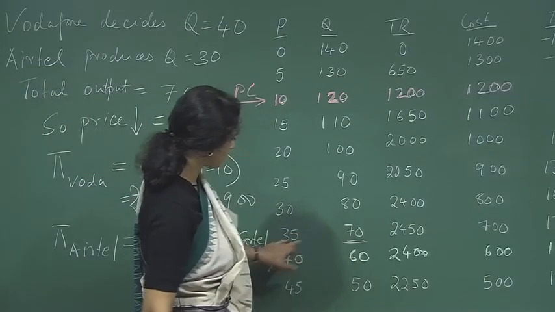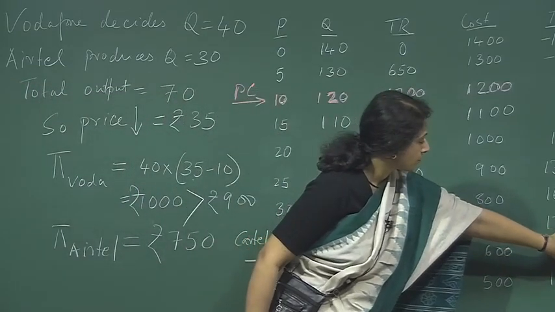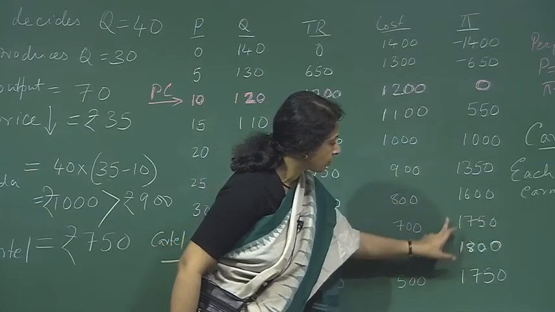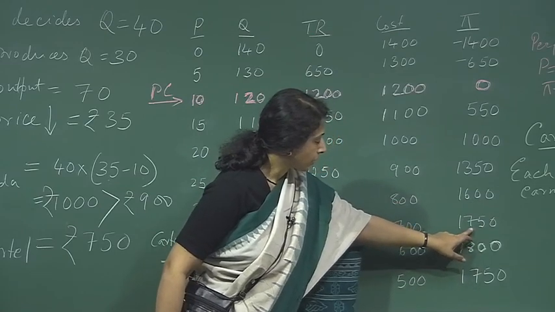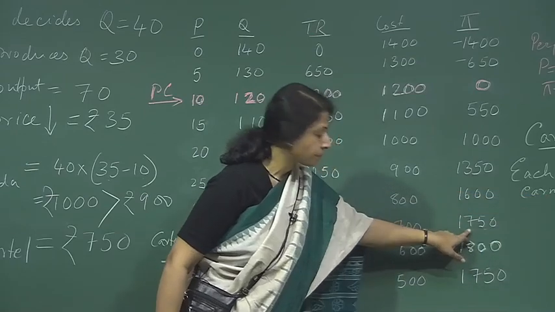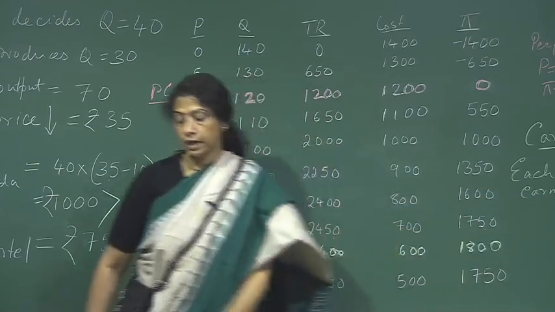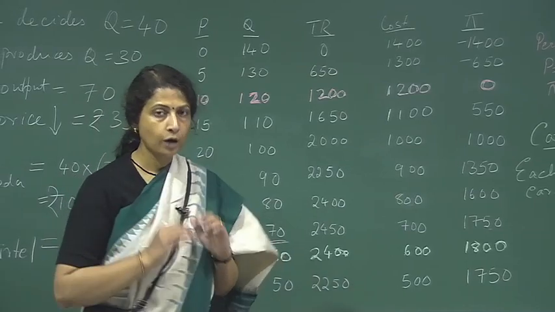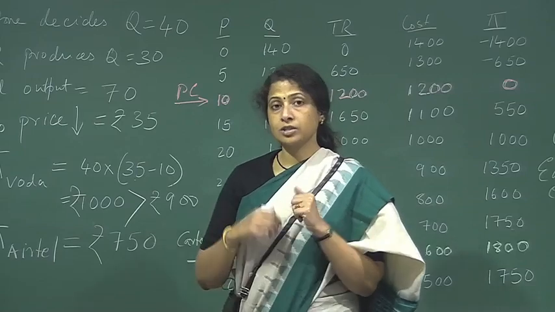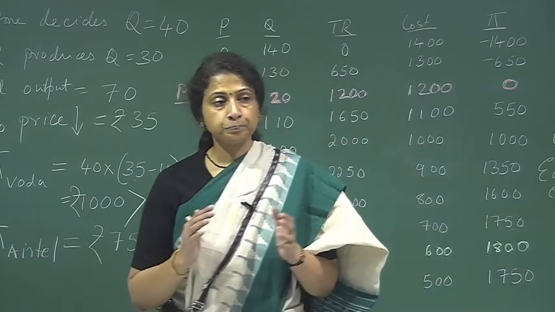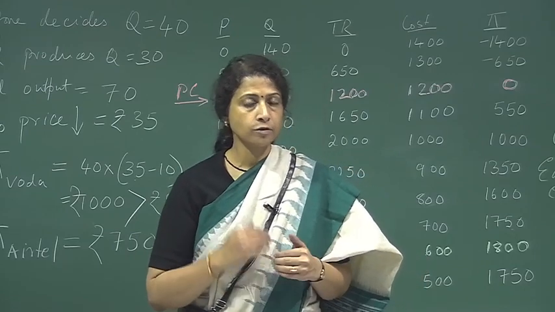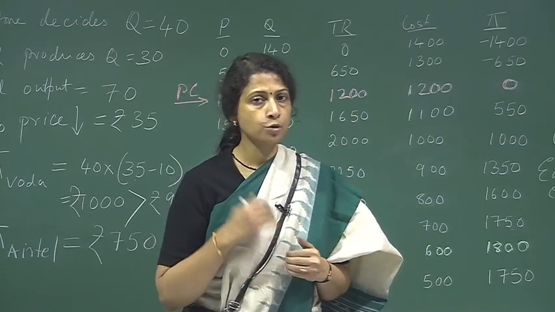So the total profit is 1750. The one who is breaking the agreement gets 1000 rupees out of this profit, and the other one who sticks to the agreement gets a much lesser profit than 900. He gets a lesser profit of 750 rupees. So now Airtel also knows, if there is a collusion between the two firms and there is no way of legally enforcing this agreement, in that case each of the firms has enough incentive to break the agreement.